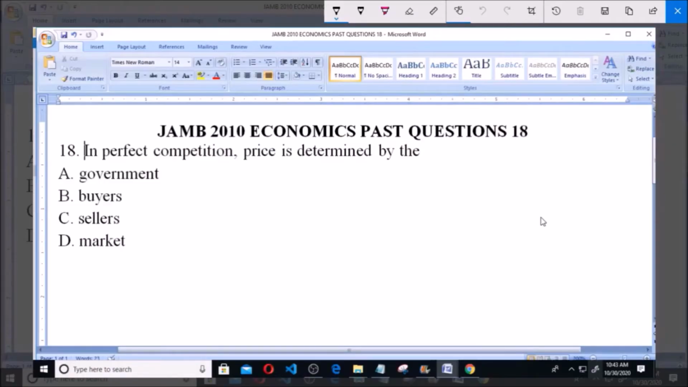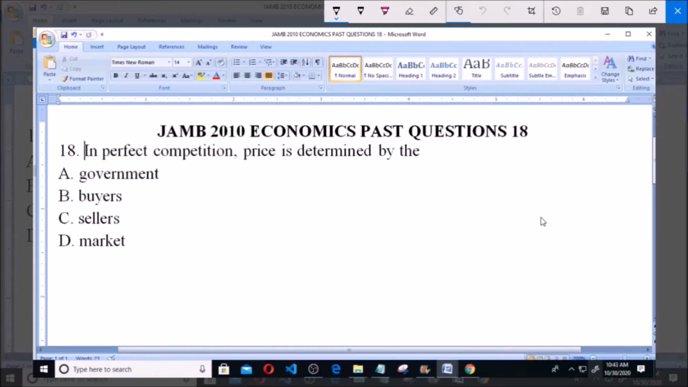Jamb 2010 Economics past question 18. In perfect competition, price is determined by the: option A, government; option B, buyers; option C, sellers; option D, market. A perfect market is also called a competitive market or perfect competition. It may be defined as one in which buyers and sellers cannot influence the prices of goods and services.